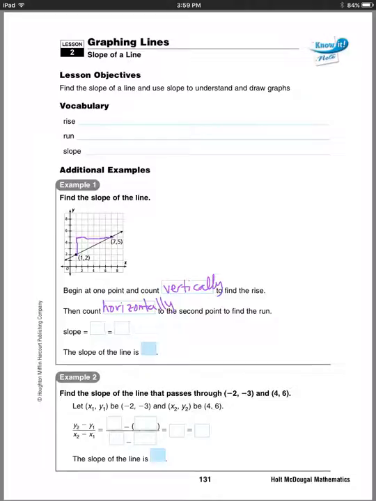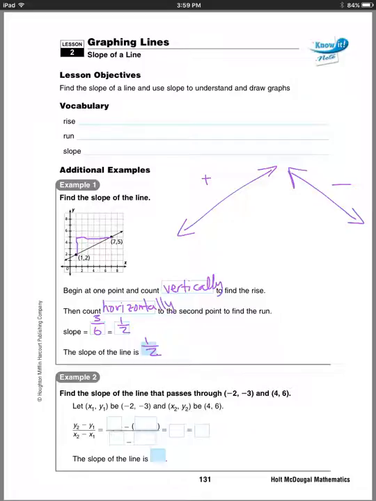My vertical line is 1, 2, 3 units long, over my horizontal line, which is 1, 2, 3, 4, 5, 6 units long, and 3/6 simplifies to 1/2. Because it's a positive slope, positive runs this way, negative runs this way, it's just 1/2. If it ran negative, you would need a negative in front.